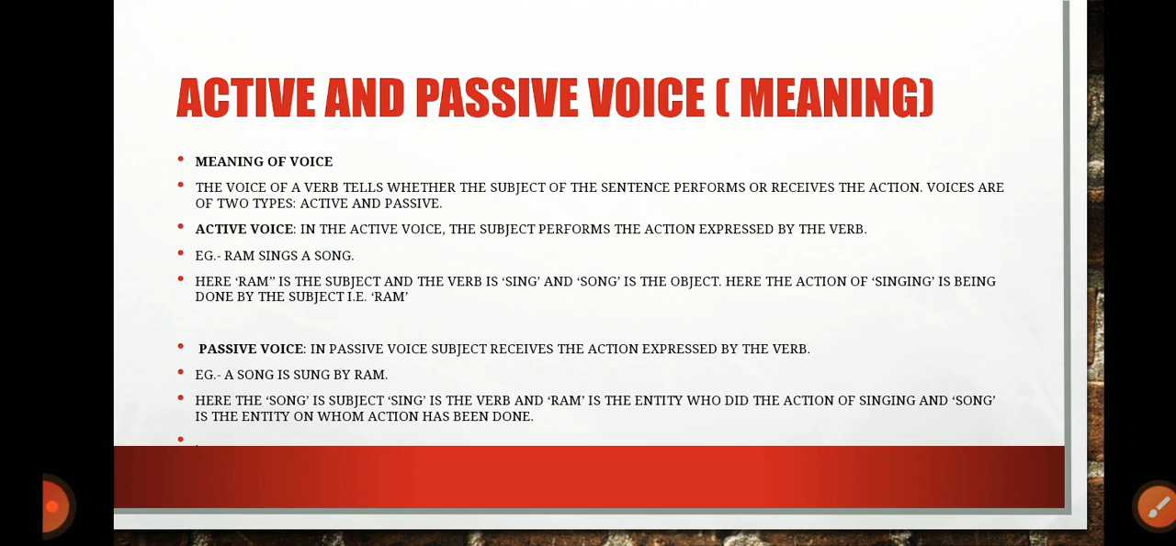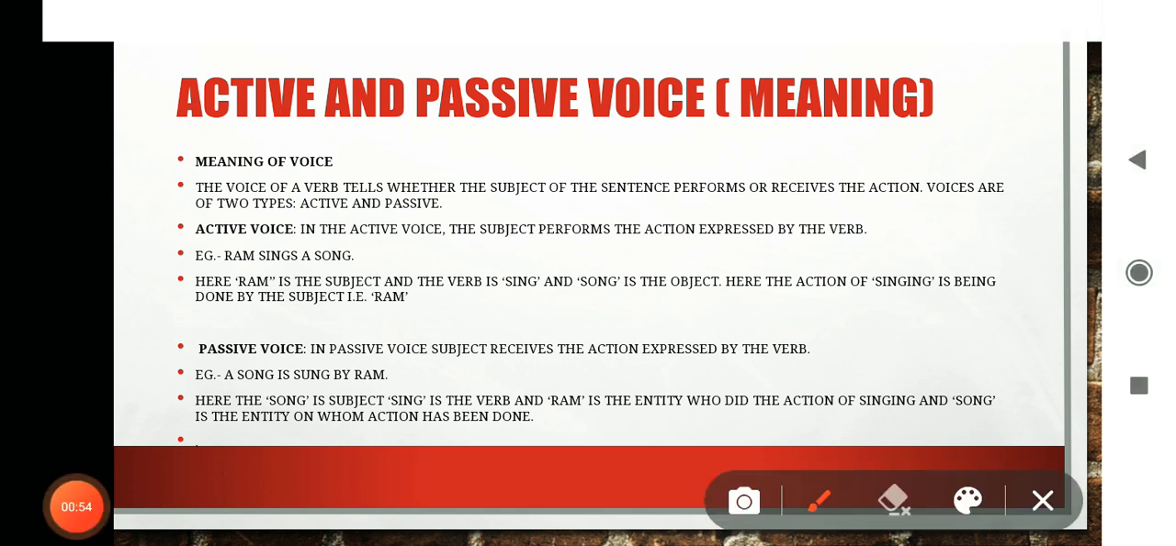The voice of a verb tells whether the subject of the sentence performs or receives the action. It means whatever is happening in a sentence, that is determined by its verb. And verb, as we all know, is an action word. So if we see further, then we can find that there are two types of voices. First one is an active voice and second one is a passive voice.